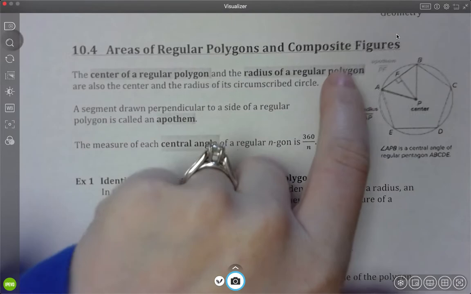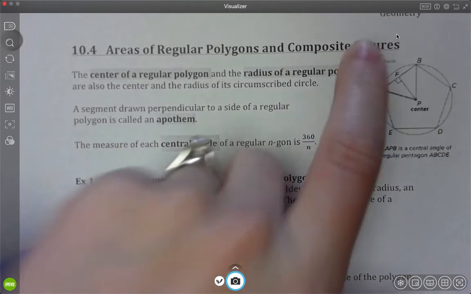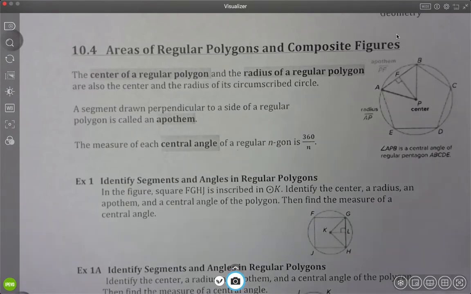And then composite figures is on the back side. We talk about figures that are all shoved together and finding the areas of different pieces and adding them all together. So kind of a tricky section, but bear with me.